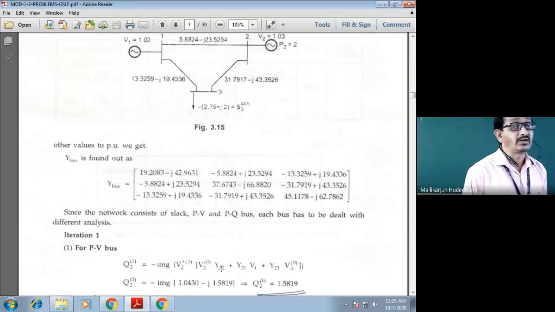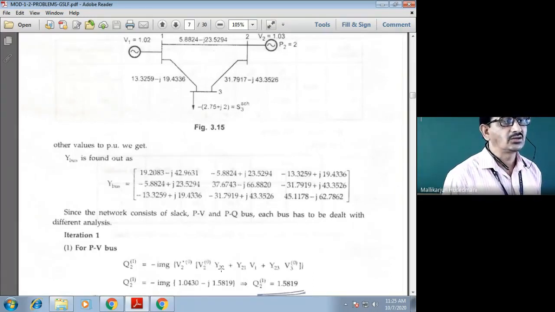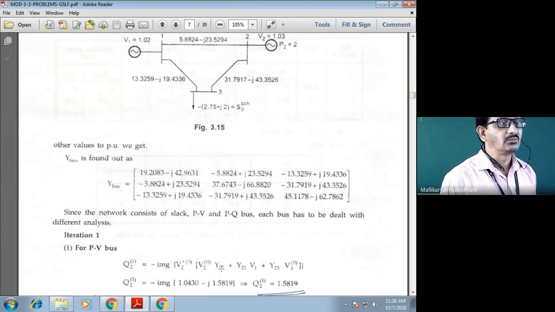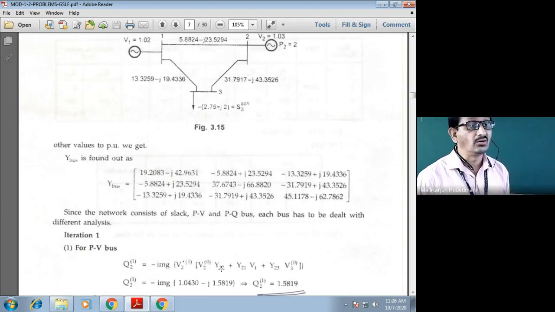Now I need not spend much time. There are 3 buses, so 3 cross 3 is your dimension. Are you able to see it in the problem? Yes, it is 3 cross 3. At bus number 1, 1 to 2, 1 to 3, you have a transmission line. You will find all the 3 elements in row number 1. Similarly, row number 2, similarly row number 3. All the elements are connected.